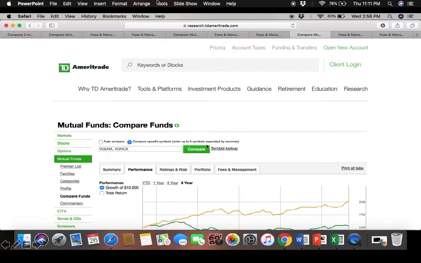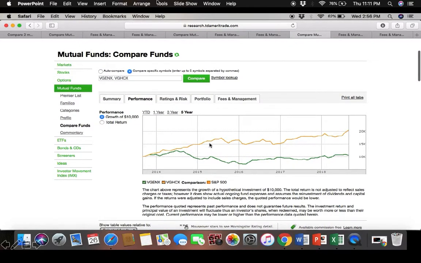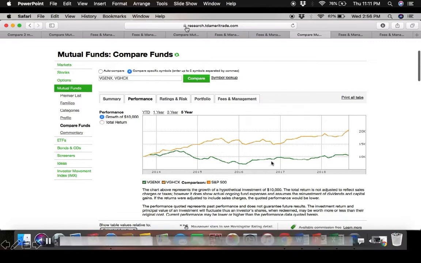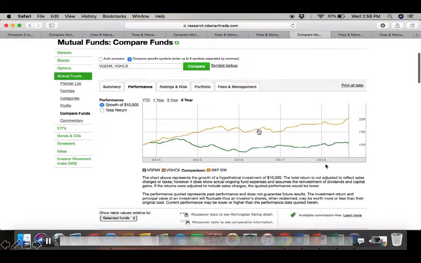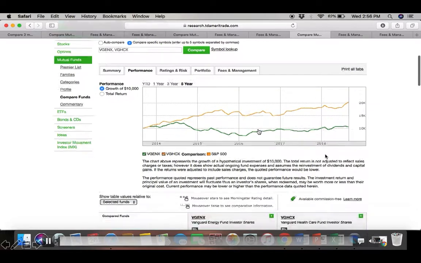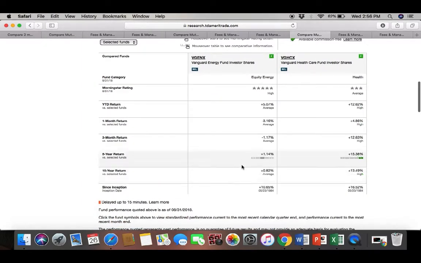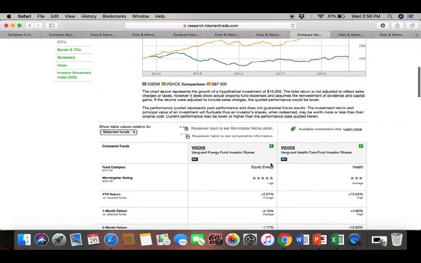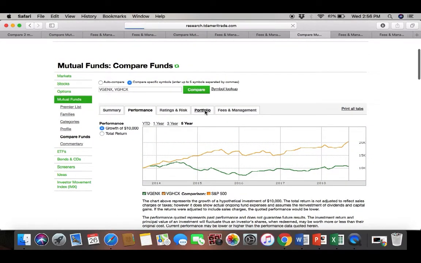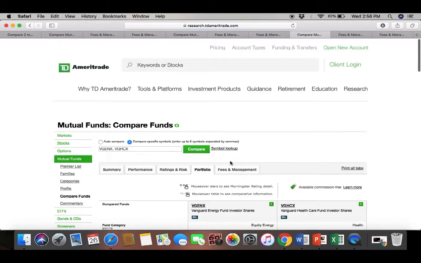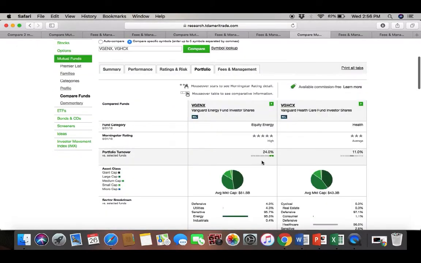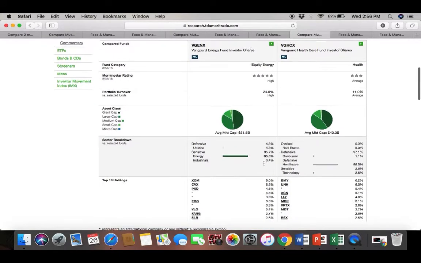Performance, looking at a 5-year performance. As we can see, the Vanguard healthcare definitely outperforms the energy. Has a lot more ups than downs compared to the energy. Looking at our 5-year return, the energy is at 1.14%, while healthcare is at 15.14%, so a lot higher. Portfolio turnover ratio, we're looking at energy fund, which is at 24%, while healthcare stays pretty low at 11%.